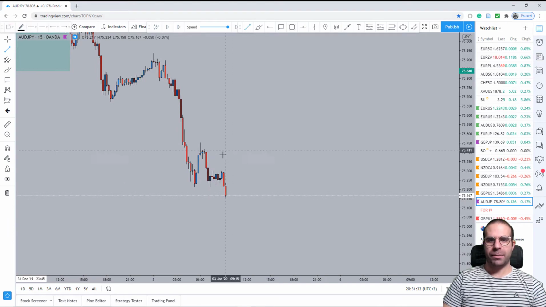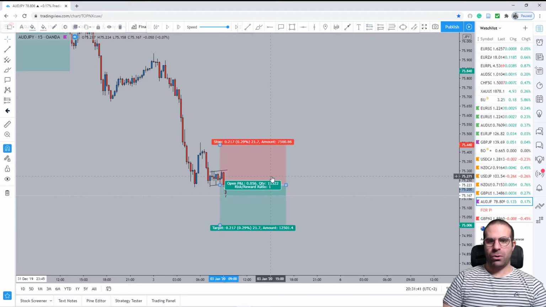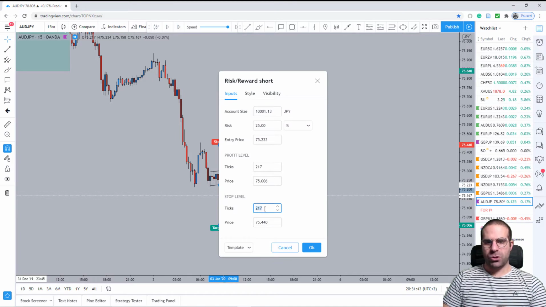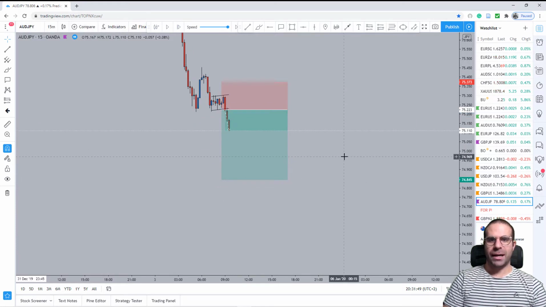Okay, guys, now, is that a break? Yes, of course it is a break. I couldn't argue otherwise. So once again, we broke this flag pattern. I will place a pending order around here, and my stop loss was 150, so it's 15 pips once again, and let's see if we get activated.